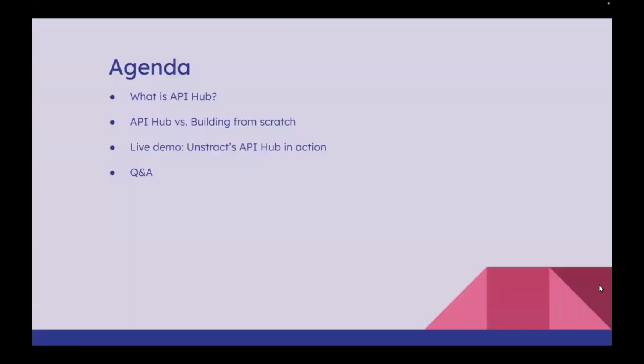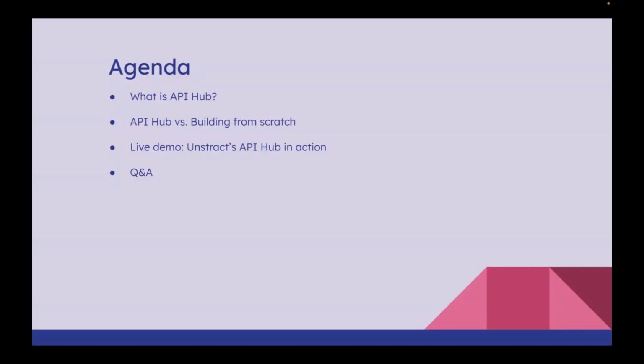We'll start off the session with what is API Hub to give you a formal introduction. And then we'll move on to covering a comparison between API Hub versus building from scratch. So how do both of these approaches work for document extraction? What are their benefits or disadvantages? And in what use cases would either of these approaches be a better fit?